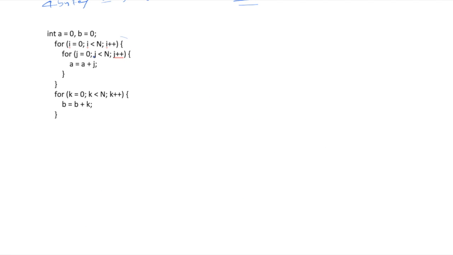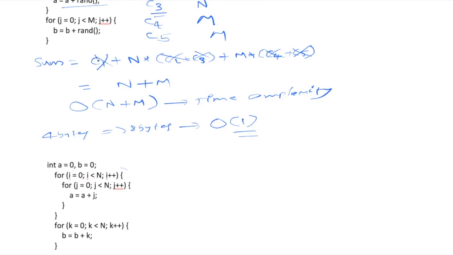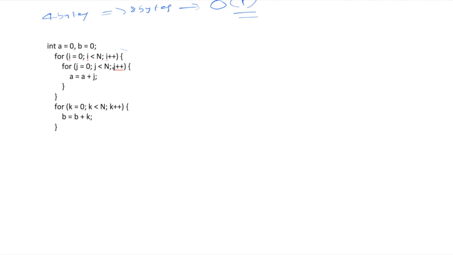Now let's take another example. In this example, similar to the first example, but here we can see two loops and then another loop. Here we can see this loop is an inner loop of this. So we need to be very careful in identifying those inner loops and outer loops. So similarly, let's calculate the cost and times.